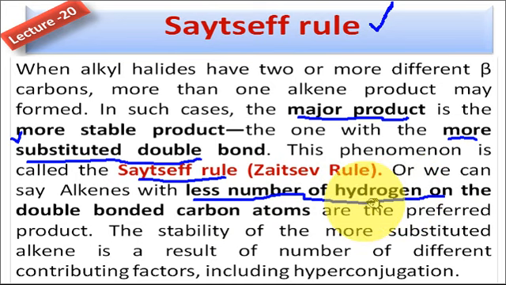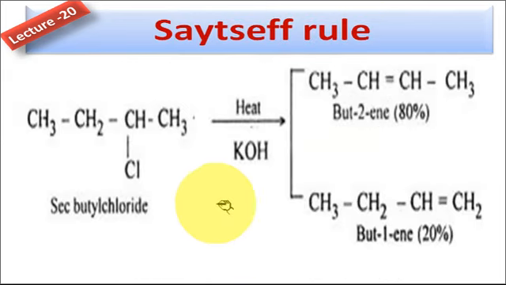Less number of hydrogen on the double bond means more number of substituent groups on the double bond. So, if the alkyl halide has more than two different kinds of beta carbon atom, then to predict the major product the Saytzeff rule is applied, and according to the Saytzeff rule, the product will be the more substituted alkene. That means the alkene in which the double bond has fewer hydrogens is the favorable or major product. Let us understand with this example here.